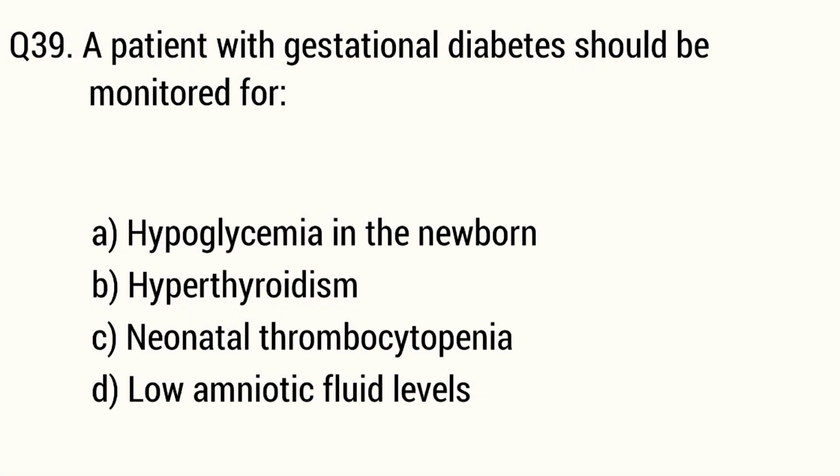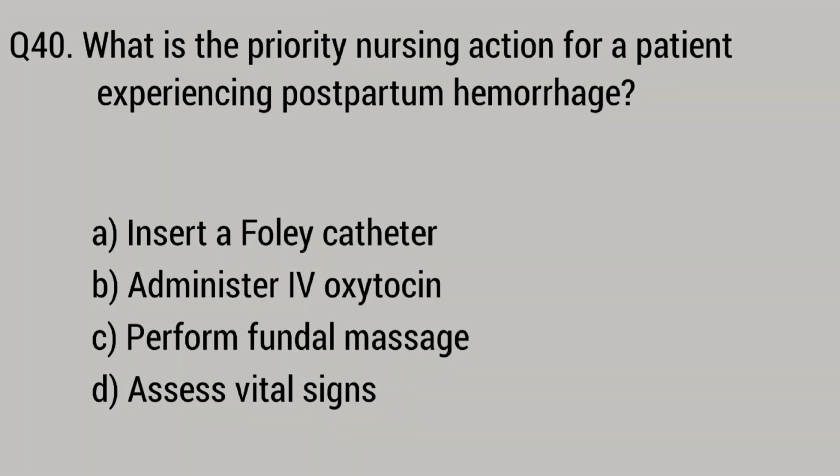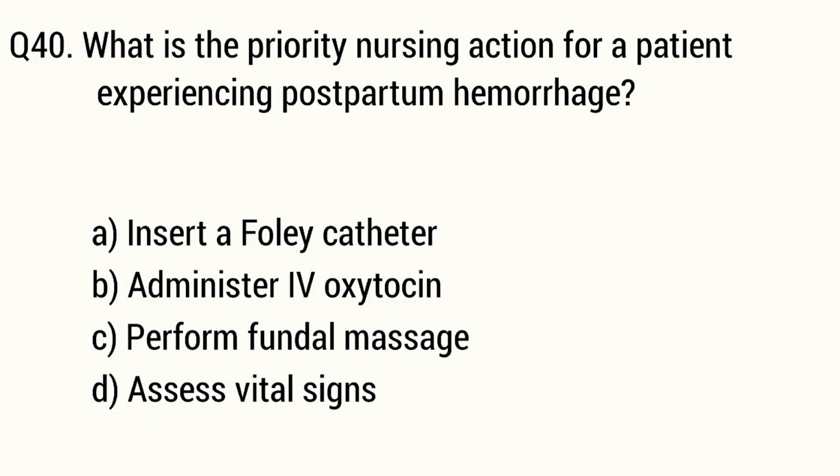Question number 39. A patient with gestational diabetes should be monitored for. The right answer is option A, hypoglycemia in the newborn. Question number 40. What is the priority nursing action for a patient experiencing postpartum hemorrhage? The right answer is option B, administer IV oxytocin.